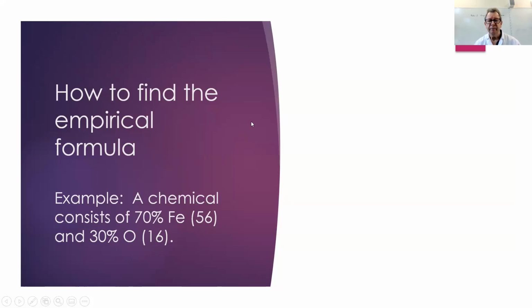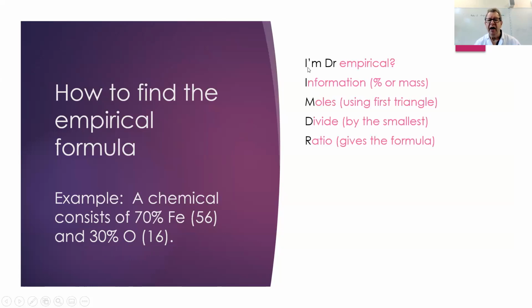What we do is this. We go, okay, I'm Dr. Empirical. The first 4 letters, IMDR, are to remind you of the order in which you do it. You write down the information, which will be as a percentage or a mass. Then you work out the moles, and that'll be using the green, the first triangle.